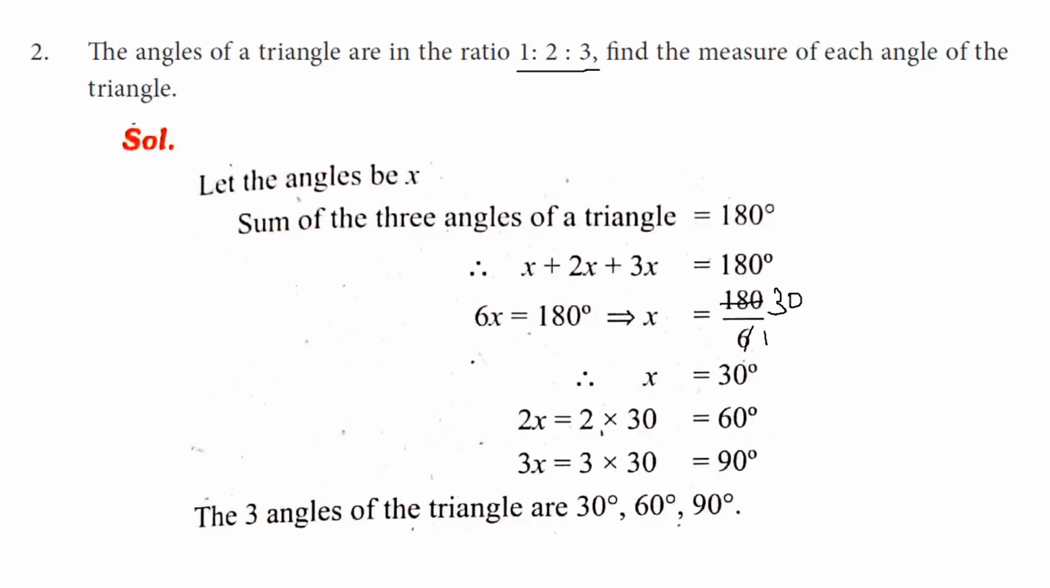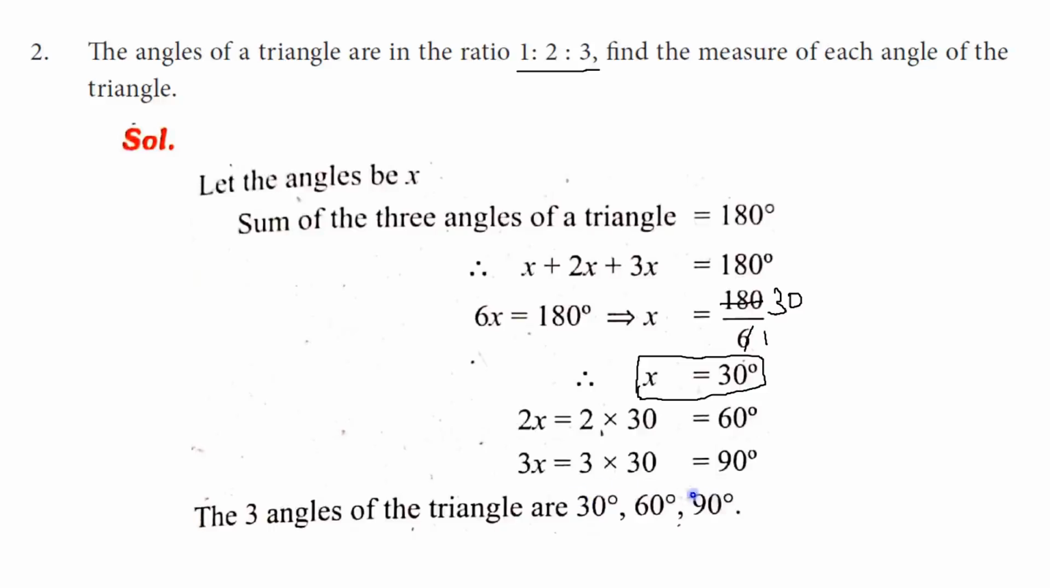So for this, x value is equal to 30 degree. Okay, now we are going to find the other two angles. That is, we have found one angle as 30 degree. For the second angle, 2 into x. So 2 into 30 degree equal to 60 degree, and 3 into x means 3 into 30 degree equal to 90 degree. Therefore, the three angles of the triangle are 30 degree, 60 degree and 90 degree.